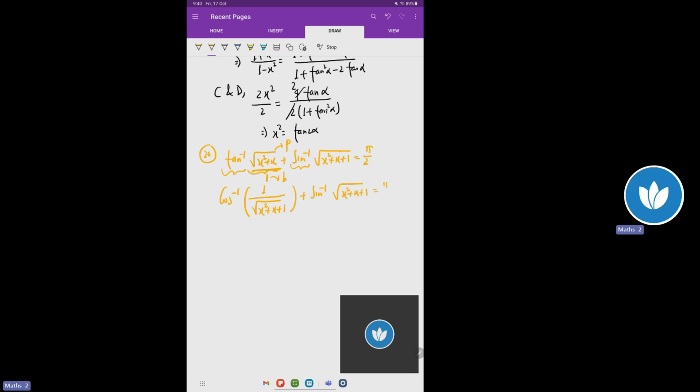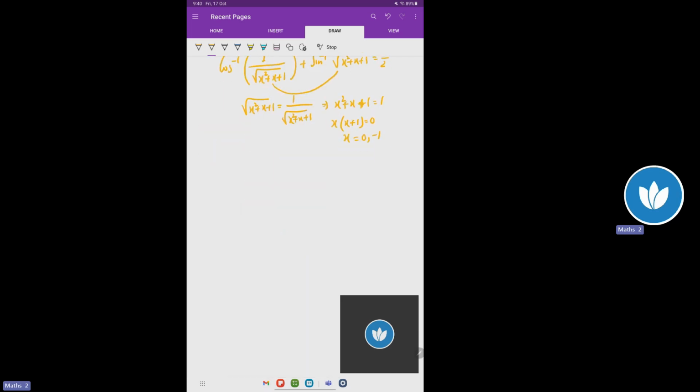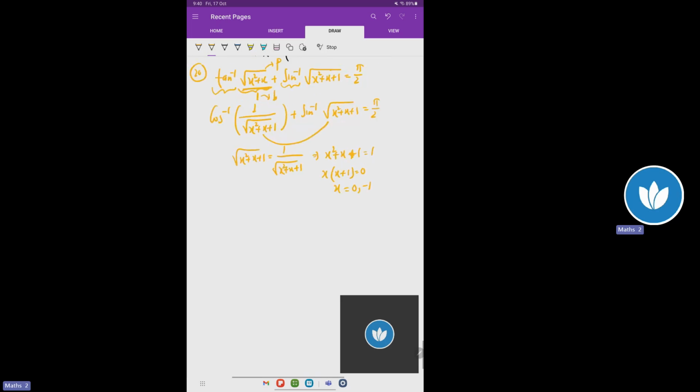Now since sine inverse of something plus cos inverse of something, these two have to be equal. So if we equate the two, this is 1 by root x square plus x plus 1, and do cross multiplication. So x square plus x plus 1 should be 1. So x square plus x would be 0. So x will have two values, 0 and minus 1. So obviously you can check these two values also.